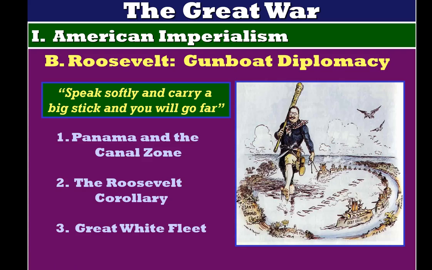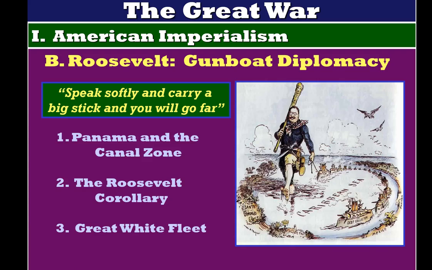In the United States' case, that stick was the United States Navy, which Roosevelt built into the so-called Great White Fleet. He used that big stick to help get the Panamanian territory away from the Colombians so that TR could get his precious canal. And then he used it again with the Roosevelt corollary to the Monroe Doctrine, in which TR announced that the U.S. would use its Navy to serve as an international police power in the Caribbean, in order to keep the Europeans out, of course.